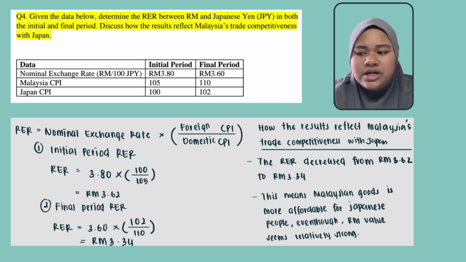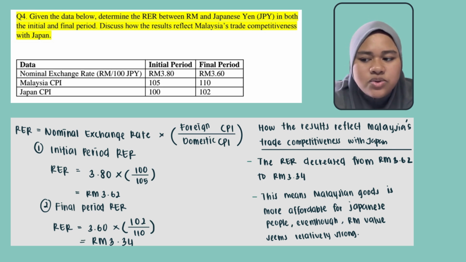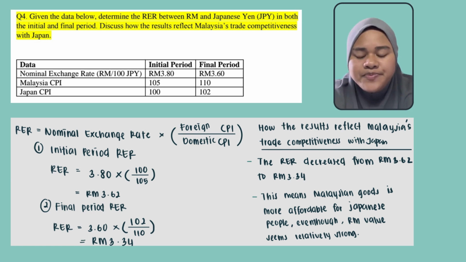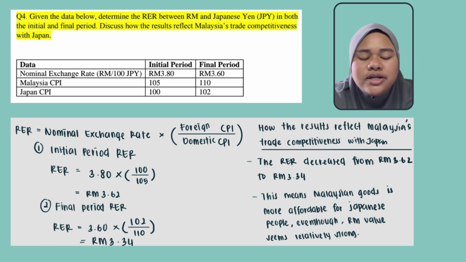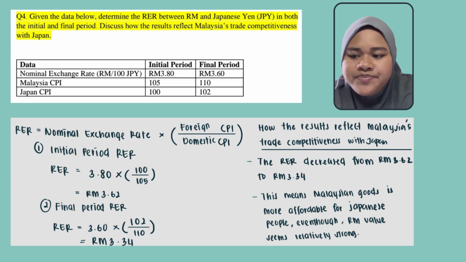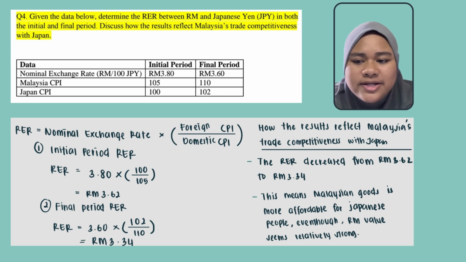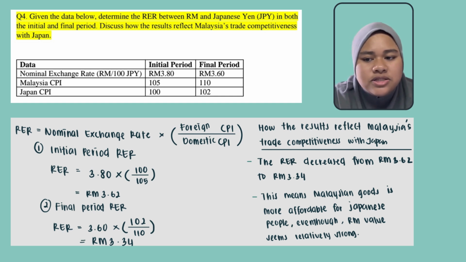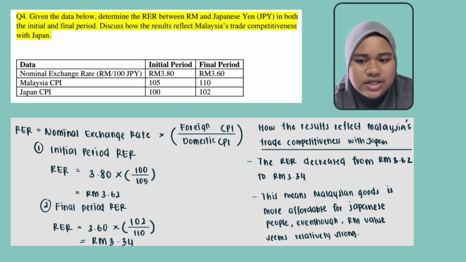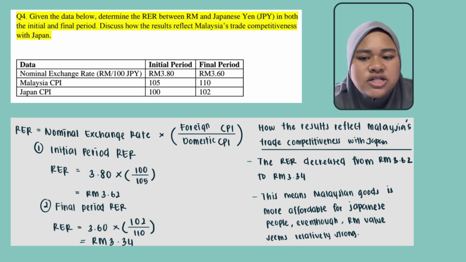And for the final period RER, we get 3 ringgit 60 cent times 102 over 110. And the answer here is 3 ringgit 34 cent. So the RER declined. The RER decreased from 3 ringgit 62 cent to 3 ringgit 34 cent, which indicates a real depreciation of the ringgit against the yen.